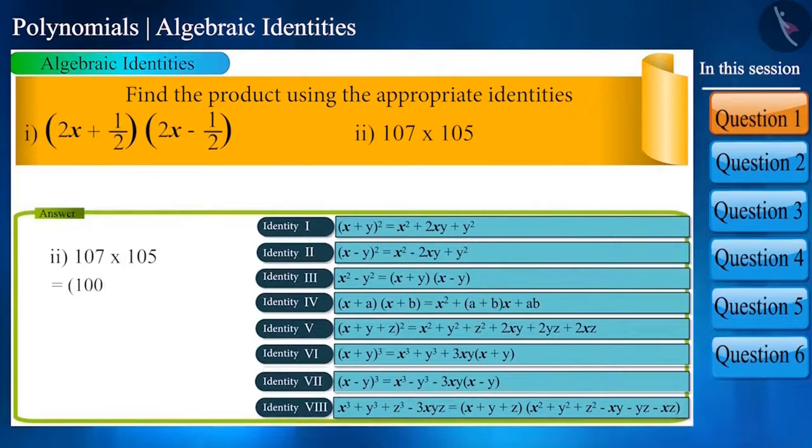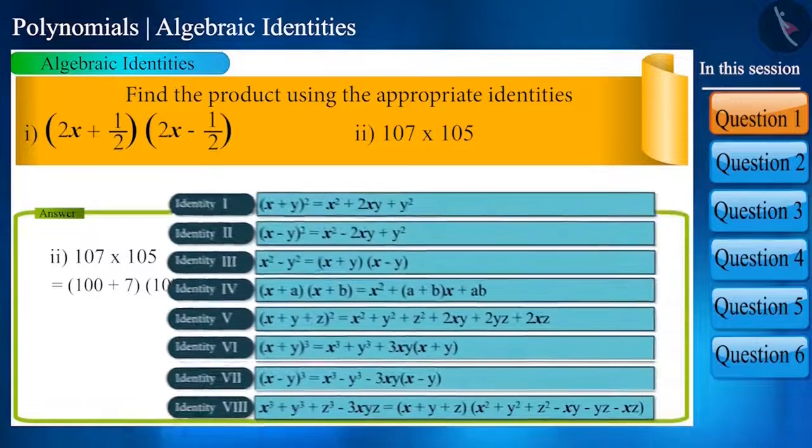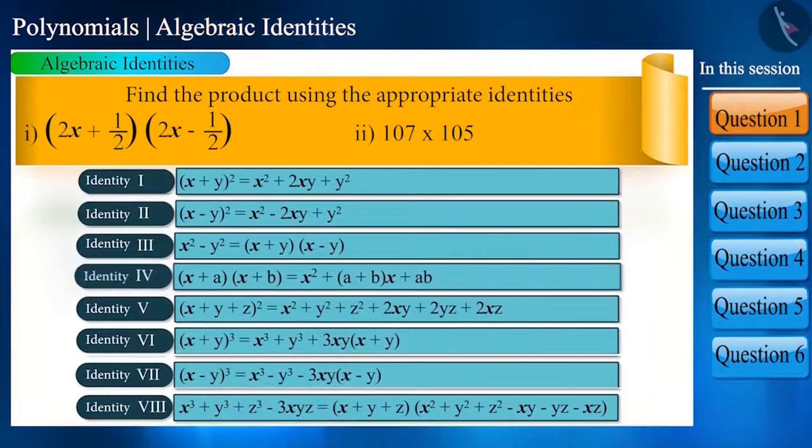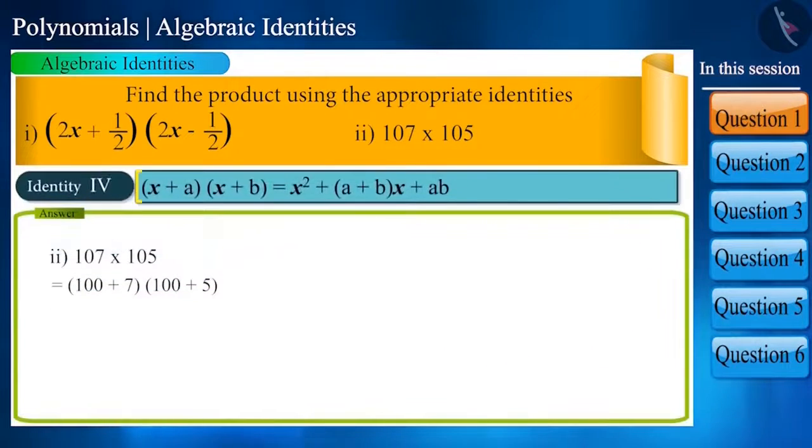If we write it in the form of 100 plus 7 into 100 plus 5, it will look like identity 4: x plus a into x plus b is equal to x square plus a plus b into x plus ab, where x is 100 and a and b are 7 and 5 respectively.